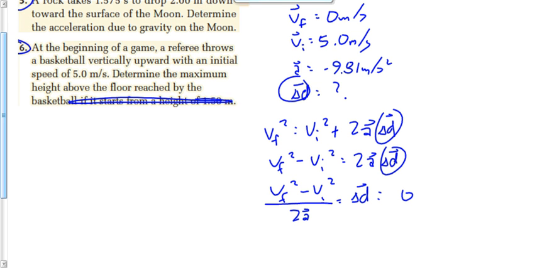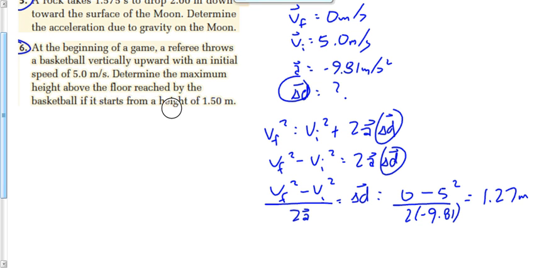So we're going to say 0 minus 5 squared over 2 times negative 9.81. Negative 25 divided by negative 19.62 equals 1.27 is my answer there. But what? Yeah, that's the displacement of the ball above the referee's hand. If we want to find out how high it ends up going above the floor, then we have to add the height that it started at, right? So let's add 1.5 to that. And when we do that, we get 2.72 meters. Good?